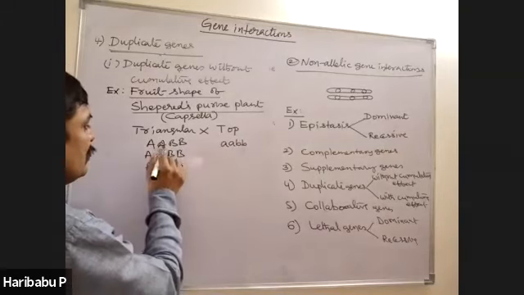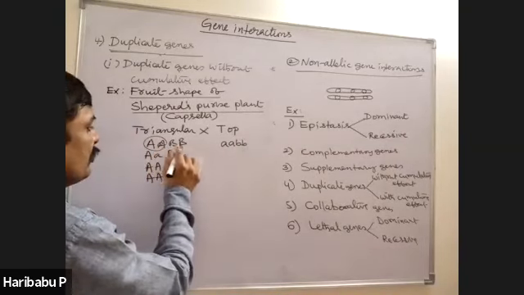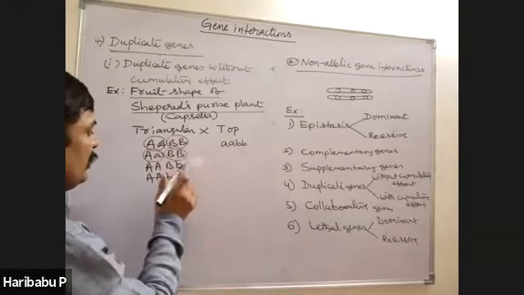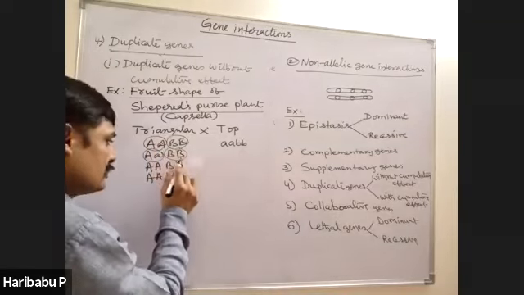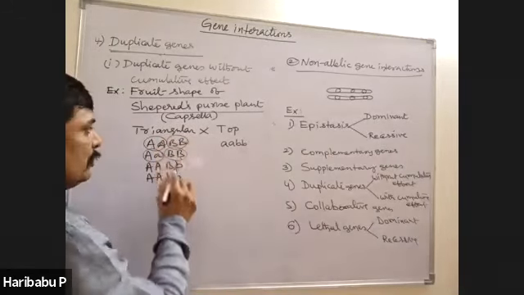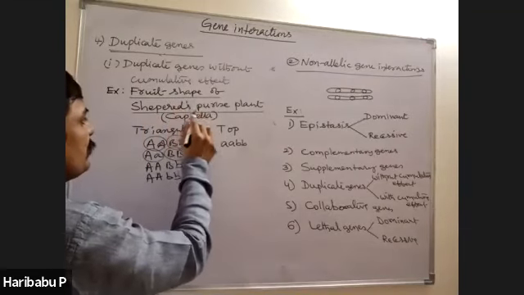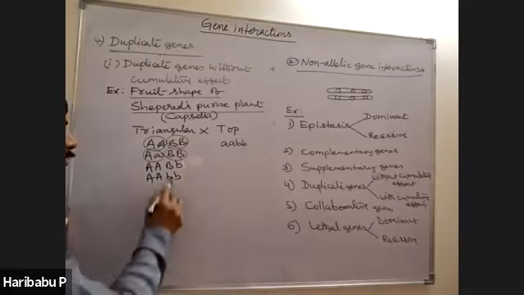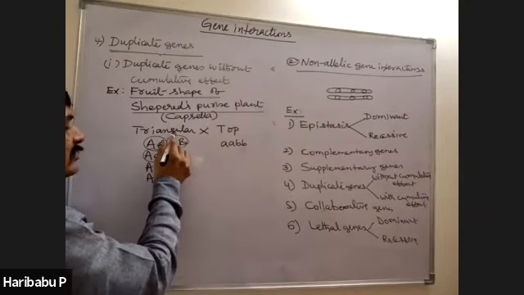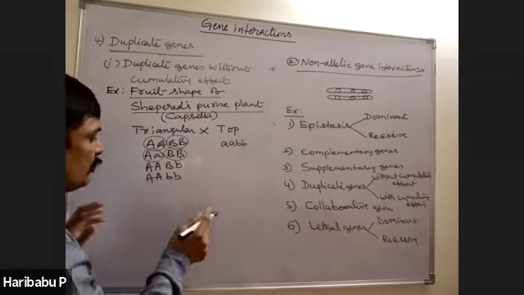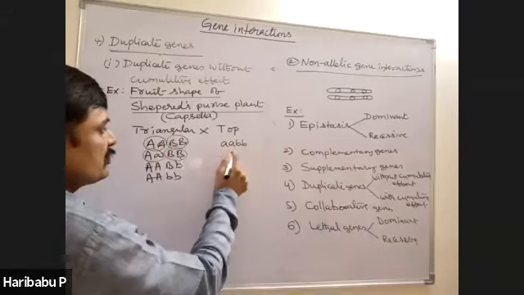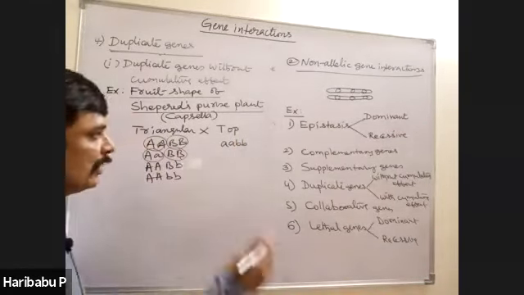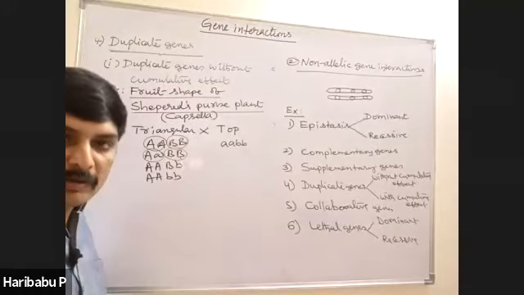That means this is the duplicate gene for this one. This is the duplicate for this one. Without cumulative effect, this can express the triangular shape, and this can express the triangular shape. So the shape of fruit in shepherd's purse is the best example for duplicate genes without cumulative effect. Both the genes express the same character. In the absence of both the dominant genes, that means in homozygous recessive condition only, it produces top shape. In all other cases, it produces triangular shape.